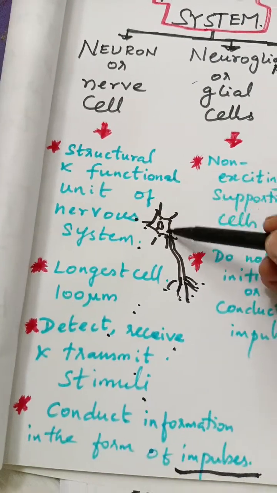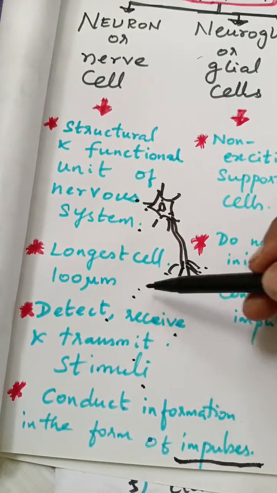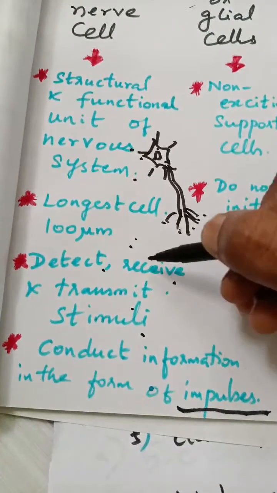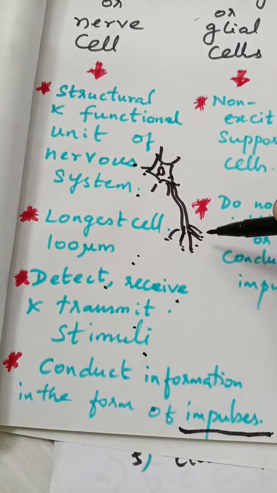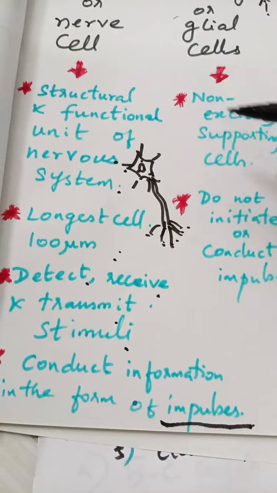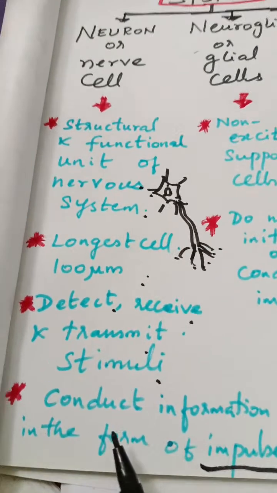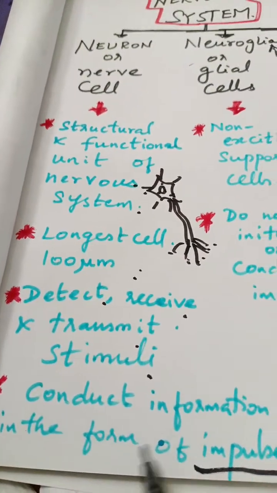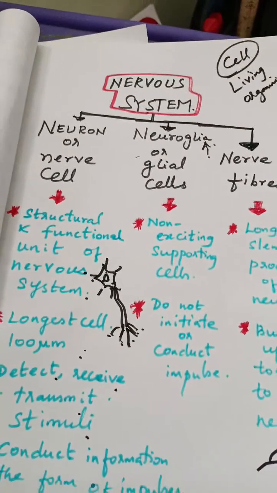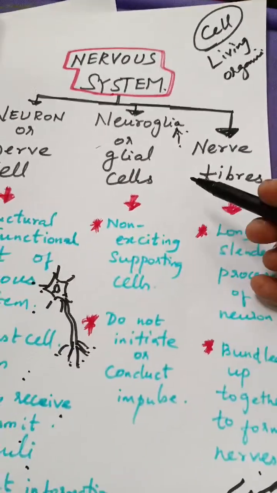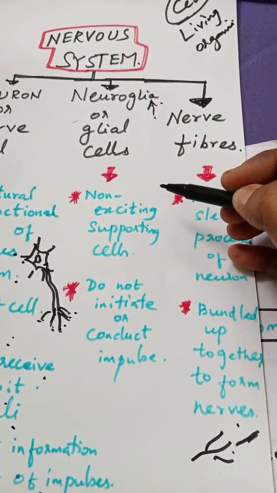So this is the longest cell, we can say, and its size is 100 micrometer. It will detect, receive, and transmit the stimuli from one neuron to another neuron. Like this, many neurons will be there adjacently, and they pass the information, that is conduction. They pass information in the form of impulses, known as the nerve impulses. Is that clear?